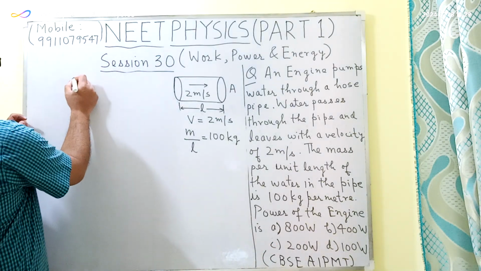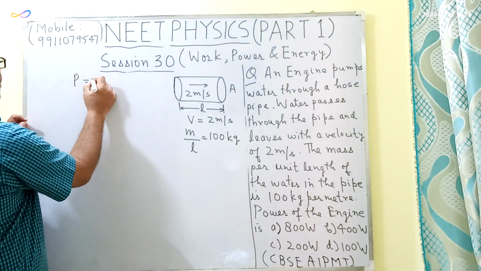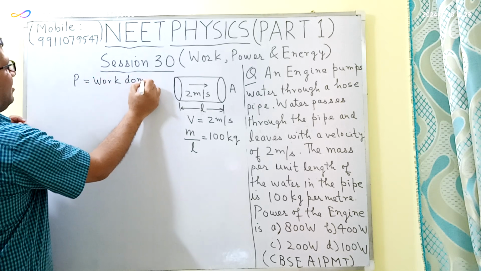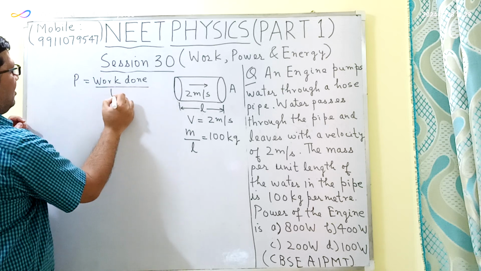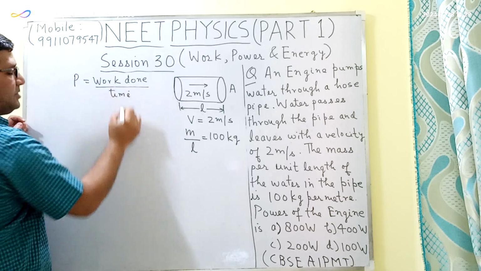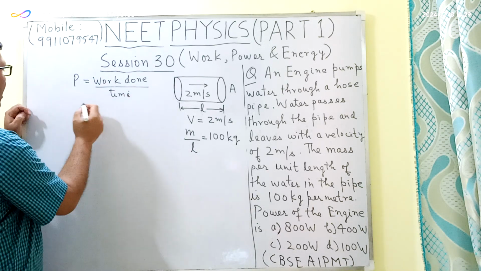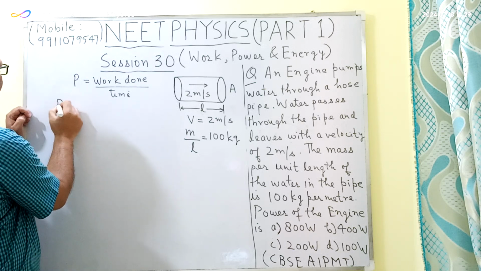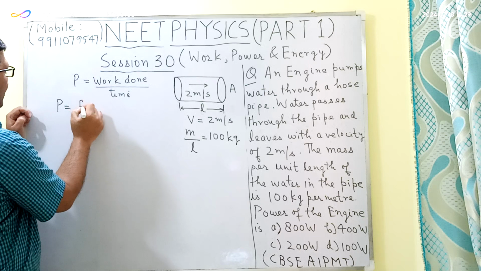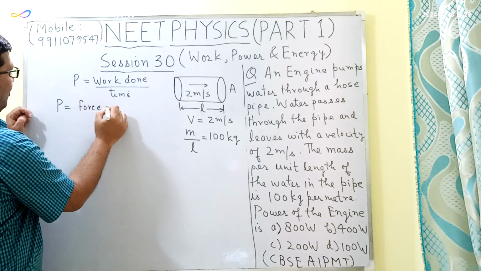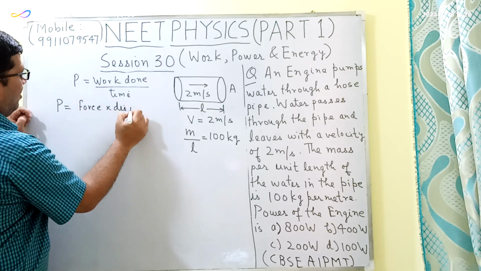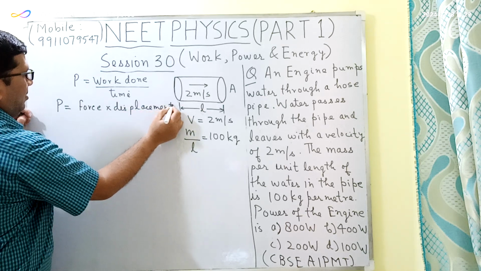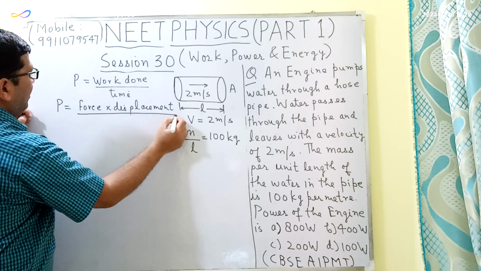So we all know that the power is equal to work done divided by time. So this is a general formula which we all know about. So this power can be also written as work done is equal to force into displacement. Force into displacement divided by time.